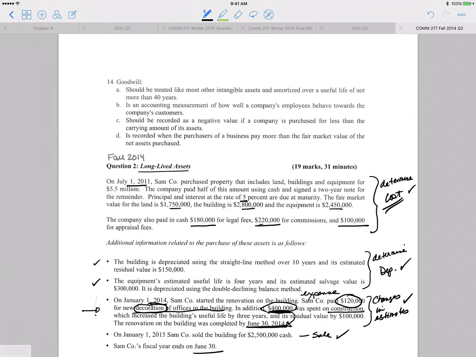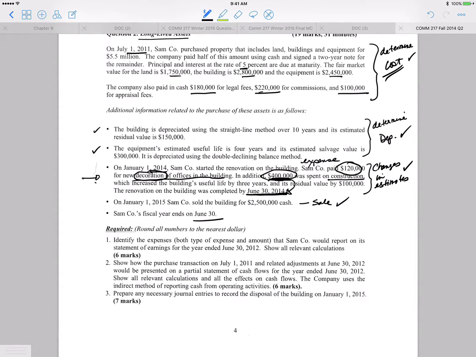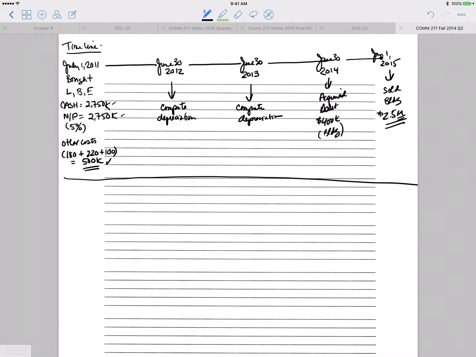So let's get to the first required. Identify the expenses, both type and amount, that the company would report on its statement of earnings for the year ended June 30th, 2012. So this is required number 1. So what happened for this year? This is the period in question that we need to consider in order to answer required number 1. If you just look at what happened, we bought something, we paid half cash, half with a note, so we are going to incur some interest, and we're going to compute some depreciation for the year.